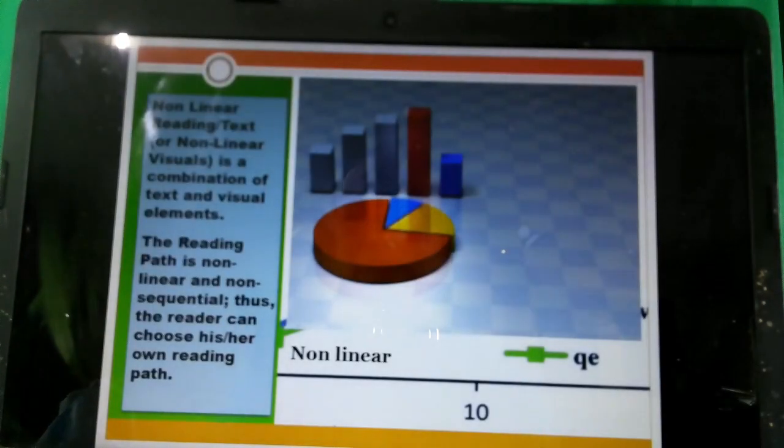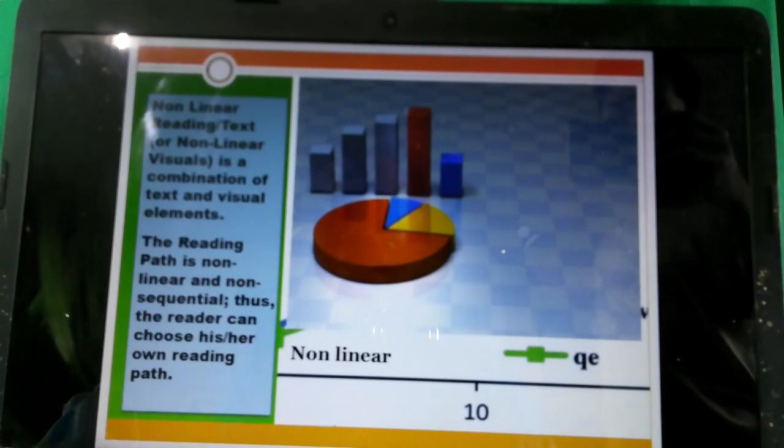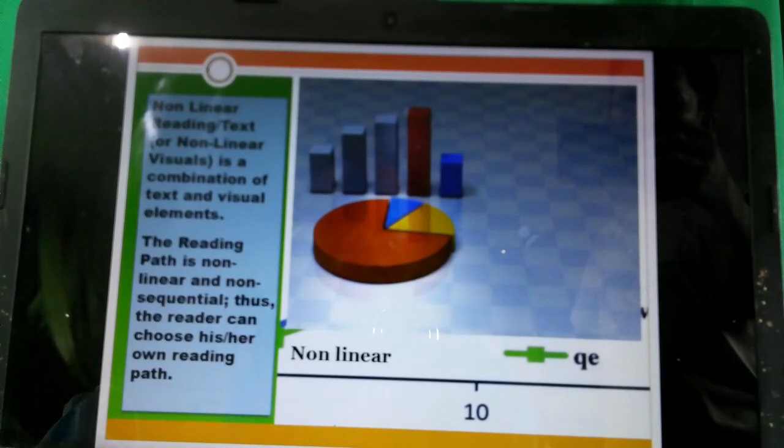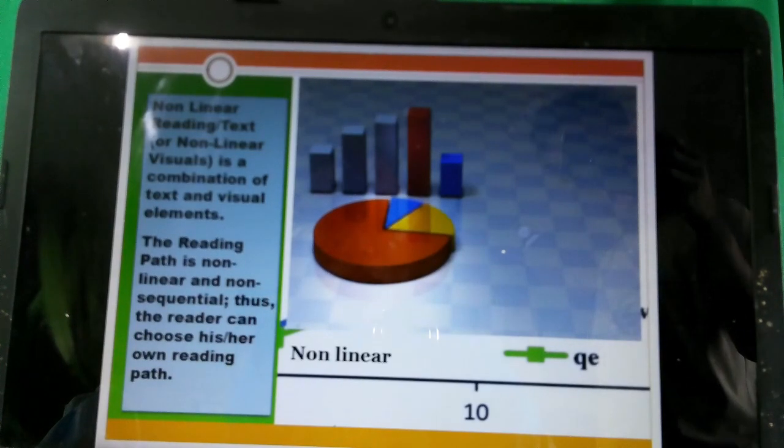Just the same. And we have the nonlinear reading text or nonlinear visuals. It's a combination of text and visual elements. The reading path is nonlinear and non-sequential. Thus, the reader can choose his or her own reading path. That's one.